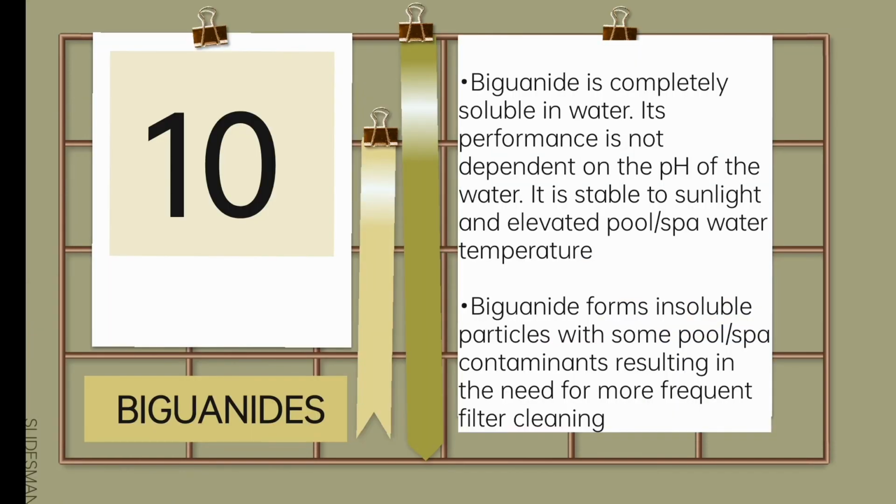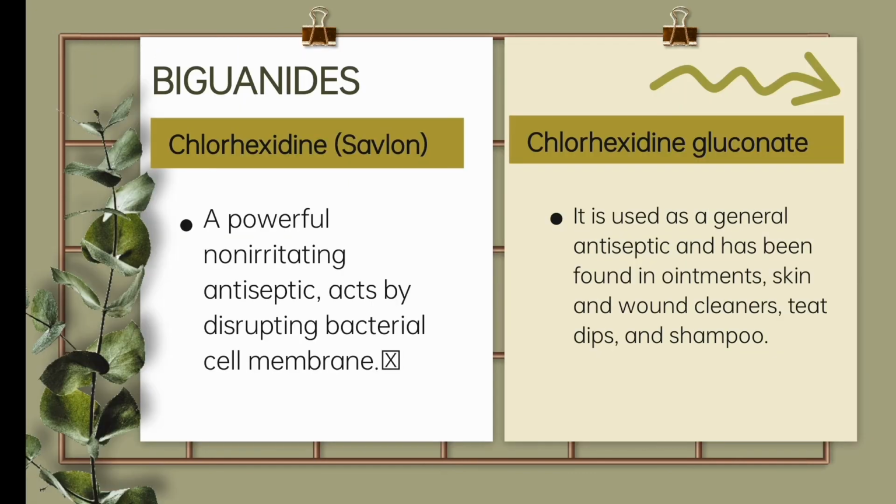Tenth, biguanides. Biguanide is completely soluble in water. Its performance is not dependent on the pH of the water. It is stable to sunlight and elevated pool or spa water temperature. Chlorhexidine is a powerful, non-irritating antiseptic and acts by disrupting the bacterial cell membrane. Chlorhexidine gluconate is used as a general antiseptic and has been found in ointments, skin and wound cleaners, teat dips, and shampoo.